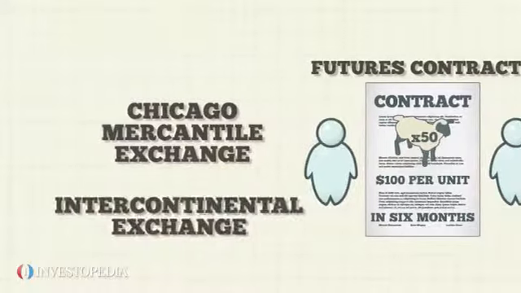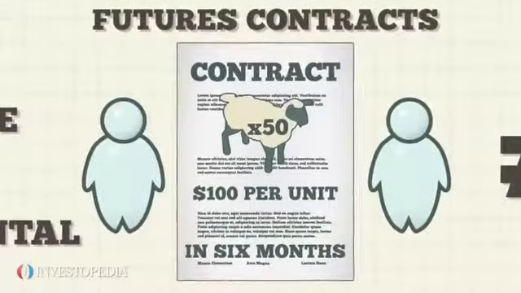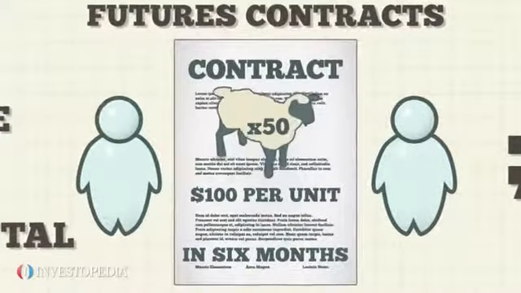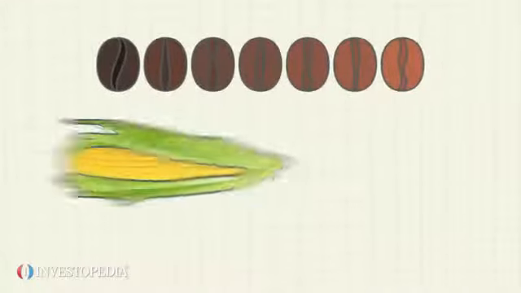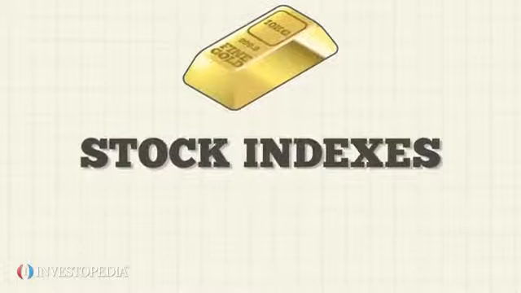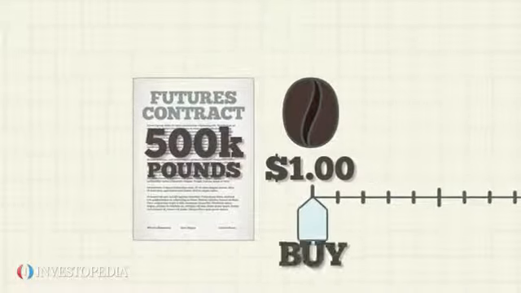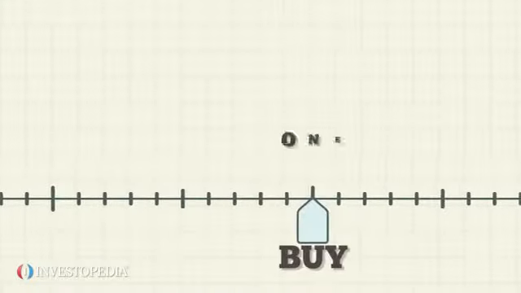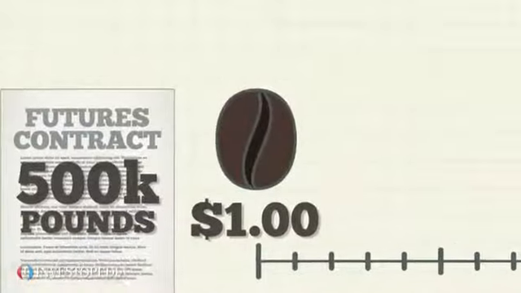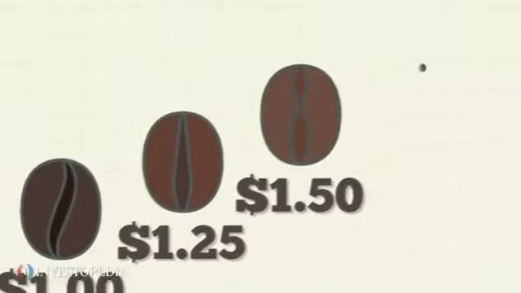and the Intercontinental Exchange. Futures contracts have a wide range of underlying assets, from commodities like coffee, corn, wheat, currencies, and metals, to stock indexes like the Nikkei 225 or the S&P 500. Futures markets serve companies or businesses who want to protect themselves from price volatility in different securities, as well as investors or speculators who try to profit from the change in price of an asset.